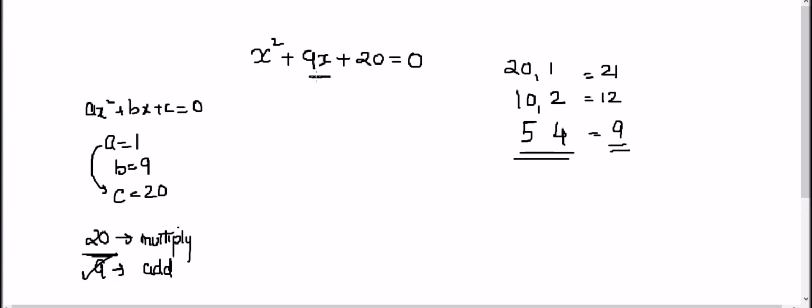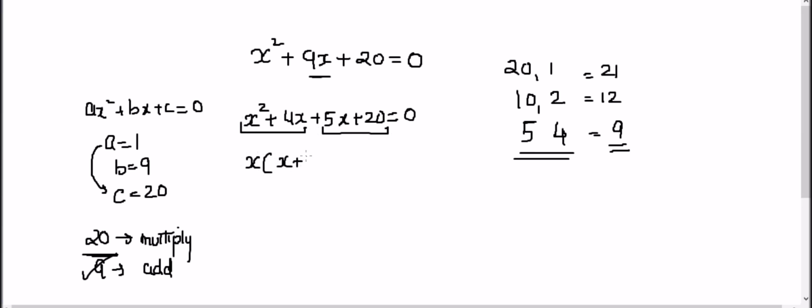We need to split the middle. So x squared plus 4x plus 5x plus 20 equals 0. Make the pairs. Take out x as common, so you'll get x plus 4. And from here, take out 5 as common, you'll get x plus 4.